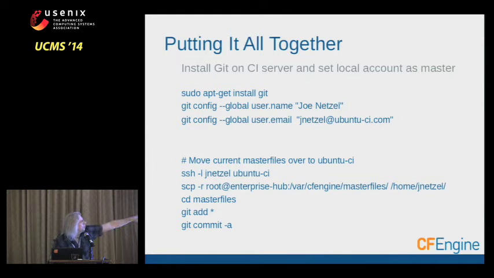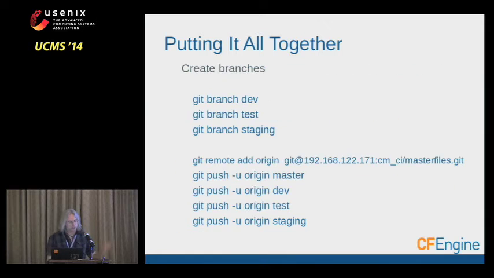So the last piece I did is I got my CFEngine master files, and I brought them over to my home directory, did an add, did a commit, standard stuff. Then I branched them off into dev and testing and the staging. Then I pushed them all to the master, to dev, to test, to staging, once I added my remote origin.